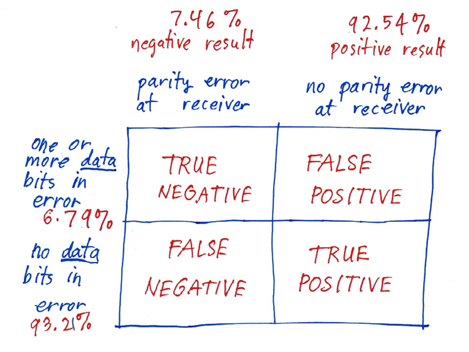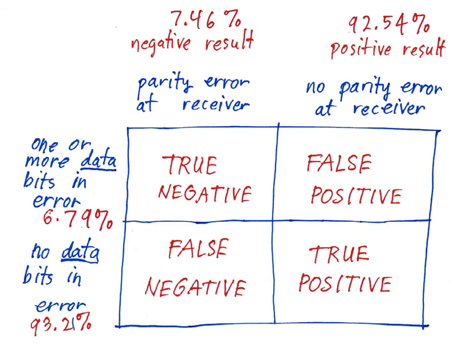Likewise, along the rows, the probability that there was actually an error in the data bits, the way we receive them, is close to 7%, or error-free reception of only the data bits is close to 93%.